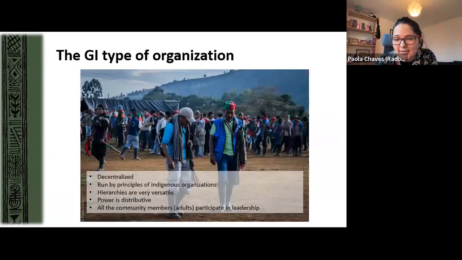So this is a decentralized organization. They follow the indigenous organization principles and ruling system. The hierarchies are very, very versatile. The power is distributed. So for instance, indigenous leaders change every year with the goal that people learn to be leaders when it's necessary.